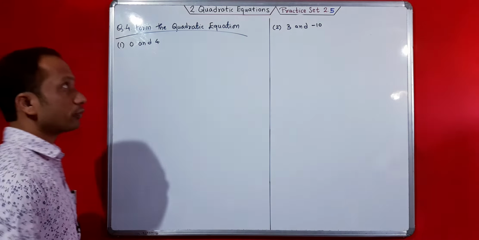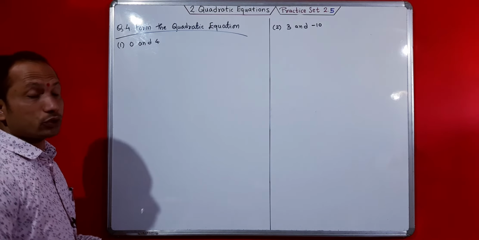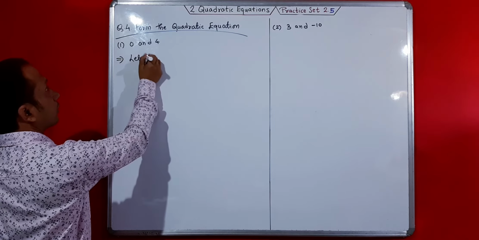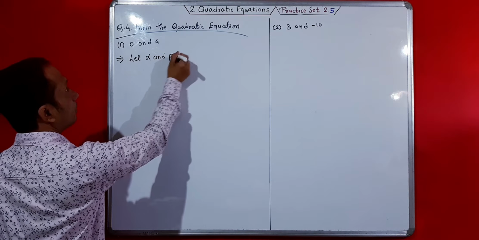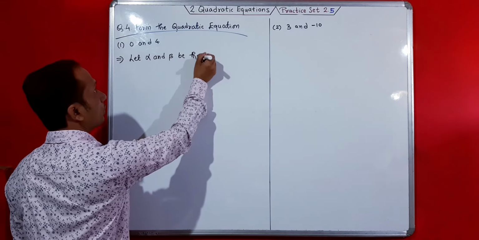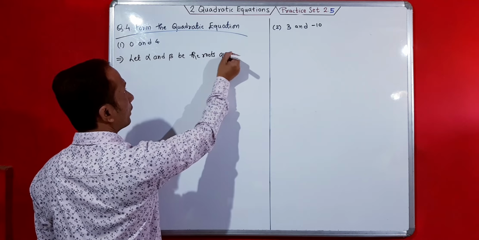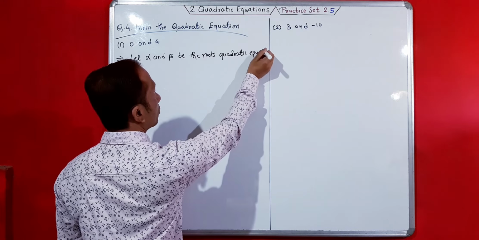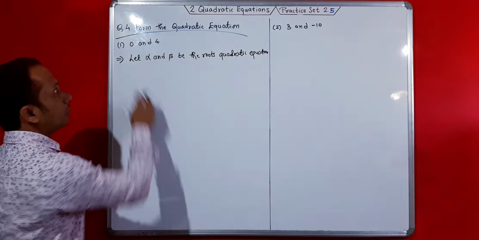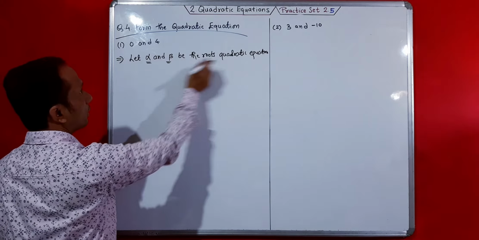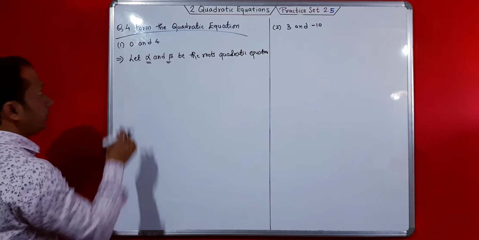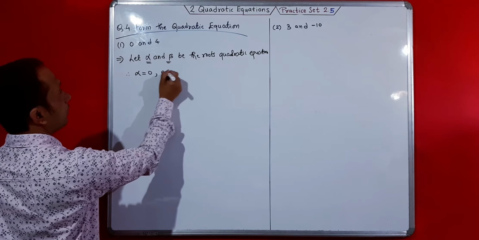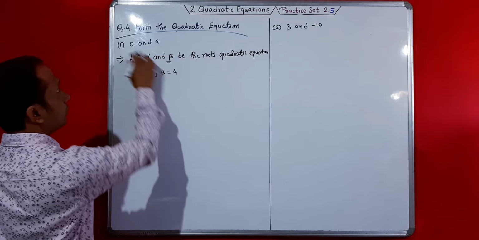We have to create the quadratic equation. 0 and 4 are the roots of the given quadratic equation, so we have to form the quadratic equation. Let alpha and beta be the roots of the quadratic equation. We just consider alpha and beta as roots. Therefore alpha is equal to 0 and beta is equal to 4. These are the two roots.